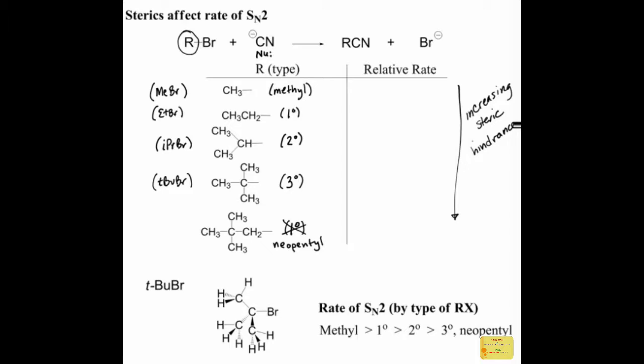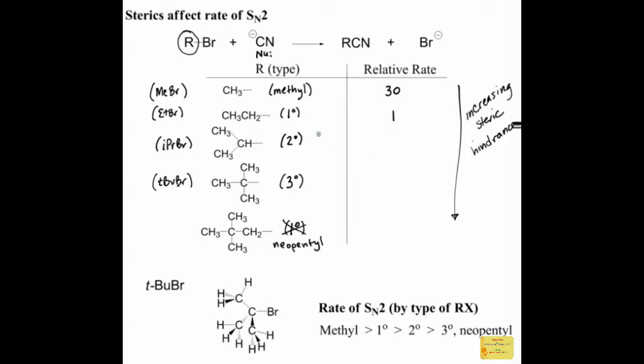hindrance. Okay, so let's take a look at the rates of these SN2 reactions. If we describe the primary carbon as having a relative rate of 1, it turns out that the methyl bromide reacts 30 times faster. So really fast SN2 when you're attacking just a methyl group. By making it a secondary, it slows it down.